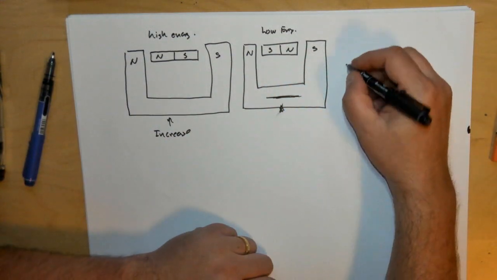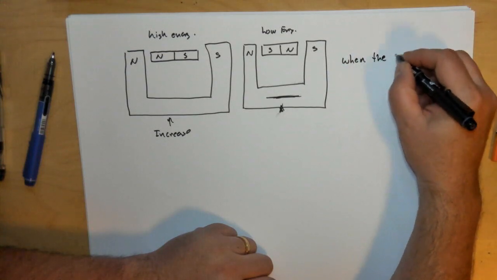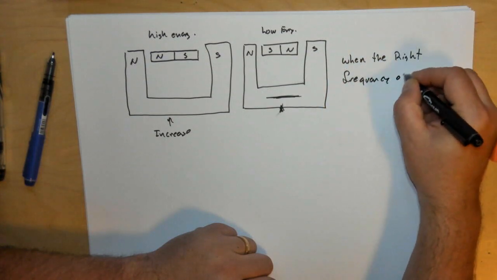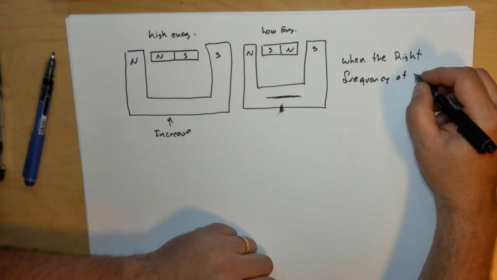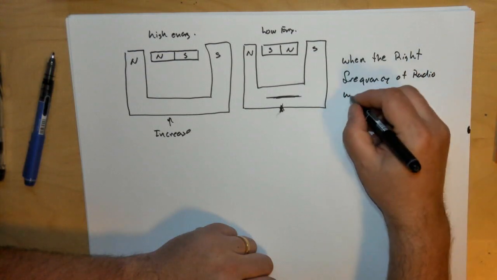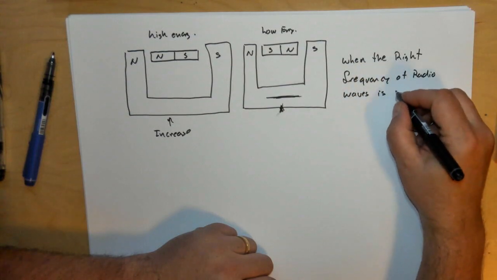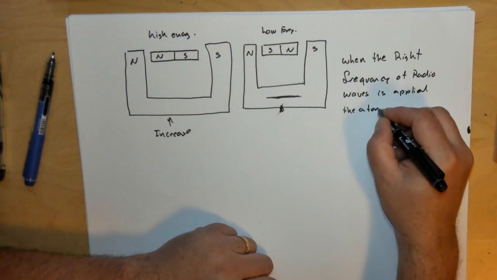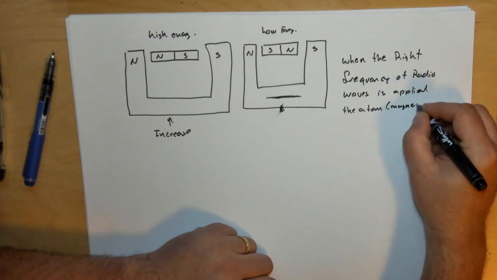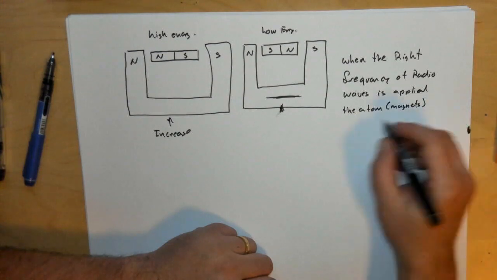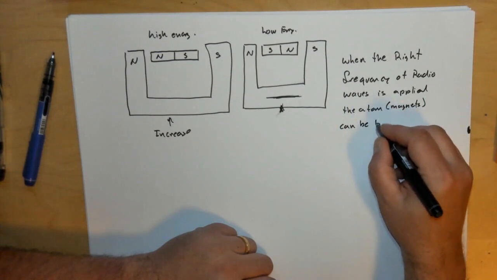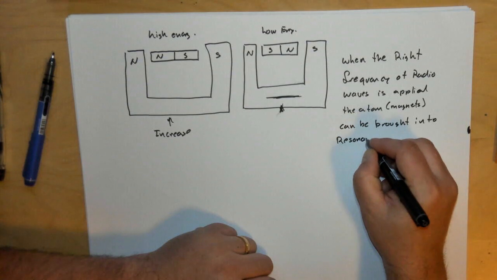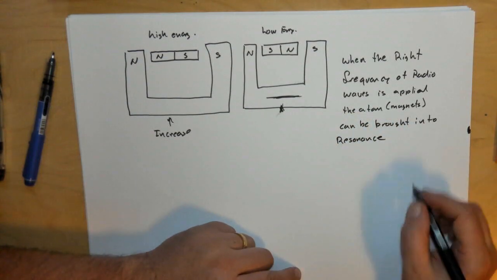So, why is this important? Well, when the right frequency of radio waves, in this case, is applied, the atoms, represented by these magnets here, which is basically what they are, can be brought into resonance. So what they basically do is they flip.